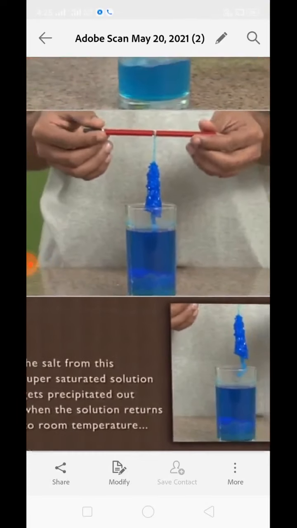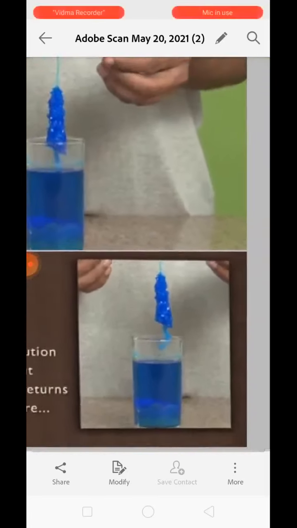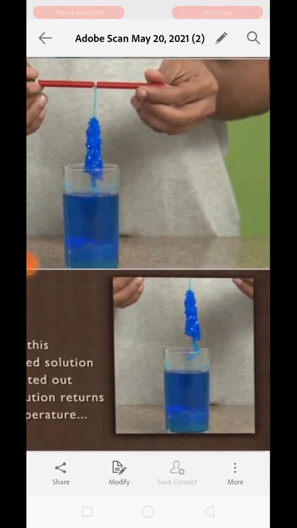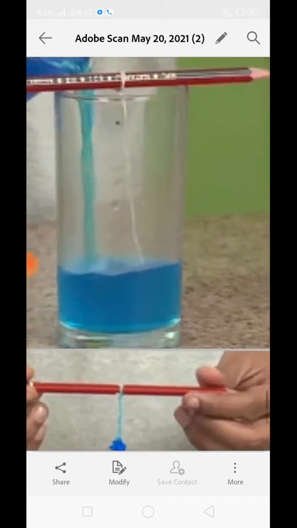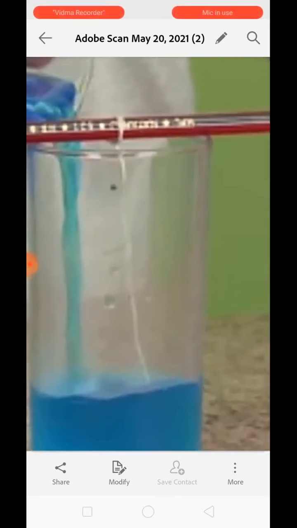Understood? This activity can also be performed with the help of sugar. If you dissolve sugar in water, there will be a stage in which no more sugar can be dissolved. At that time you can heat it up to add more and more sugar. After that, what will you do? You will hang a thread like this from a structure inside the container in which you are going to pour the supersaturated solution of sugar.